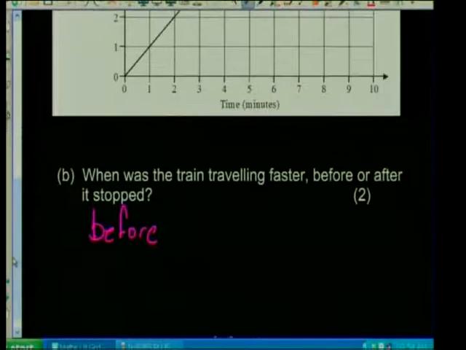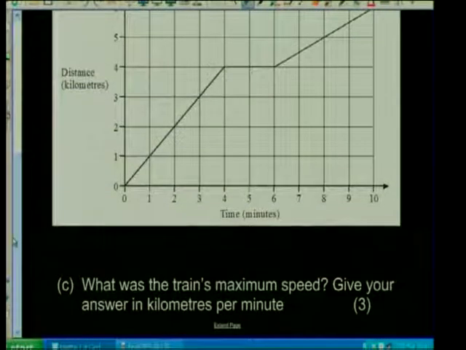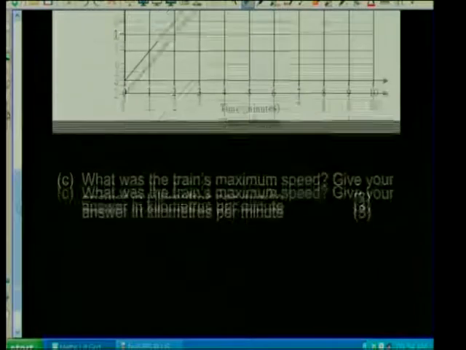Right, let's move on to the next part of the question. What was the train's maximum speed? Give your answers in kilometers per minute. Well, in this case, I need to actually just work out the time where it was faster.